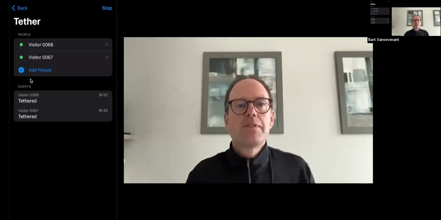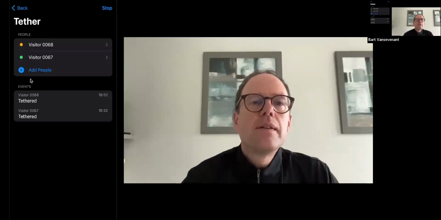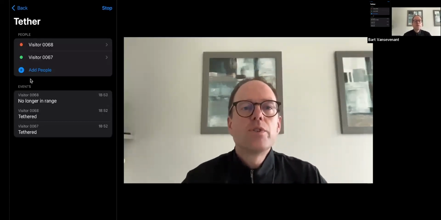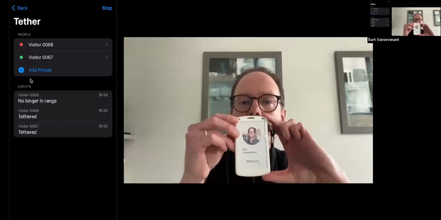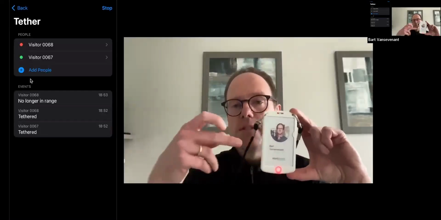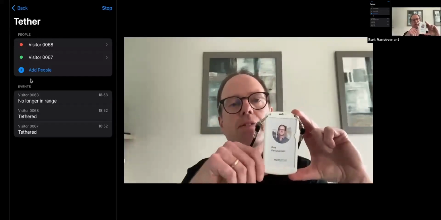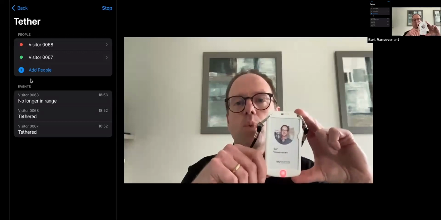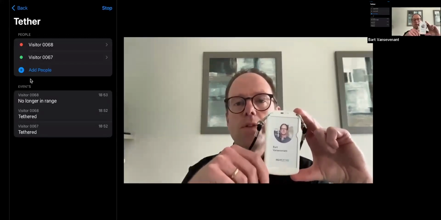I'm closing this box, and what you can see now on the screen is that visitor 68 was first showing an orange amber color and now a red color. And this is my badge holder, I'm the host. And as you can see, I get a visual warning. And by the way, this device also has an audible warning on board. So if I enable that, it will also make a sound. And I'm now being warned as the host, like, hey, something's wrong. One of your visitors is no longer with you.